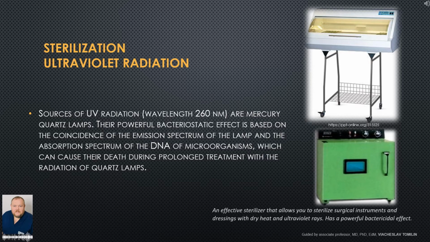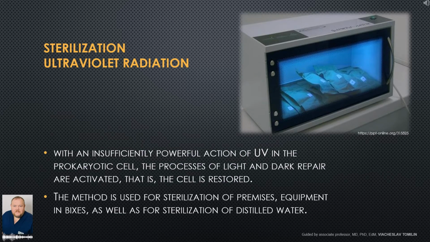An effective sterilizer allows you to sterilize surgical instruments and dressings with dry heat and ultraviolet rays. It has a powerful bactericidal effect. With an insufficiently powerful action of UV in the prokaryotic cell, the processes of light and dark repair are activated, that is, the cell is restored. The method is used for sterilization of premises, equipment and boxes, as well as for sterilization of distilled water.